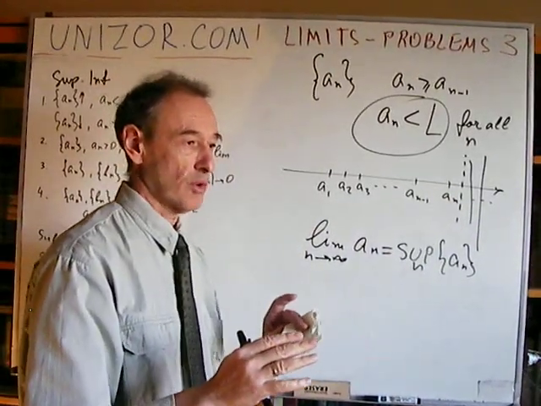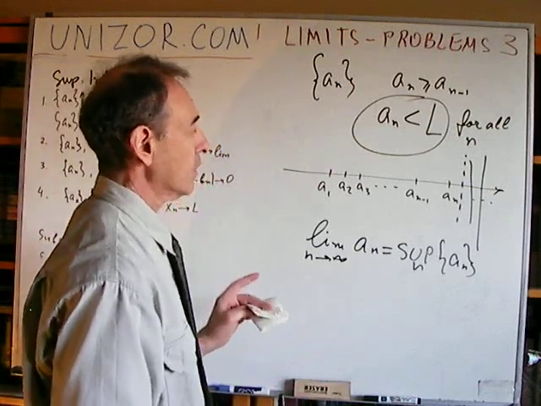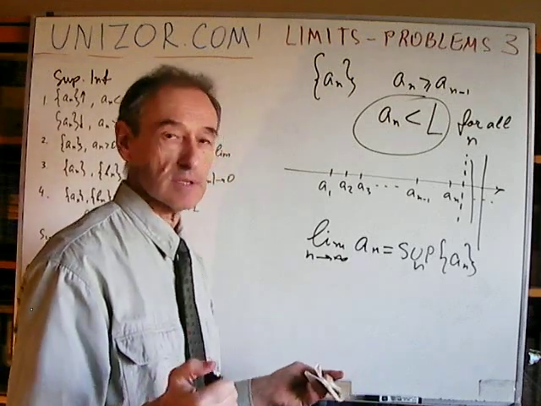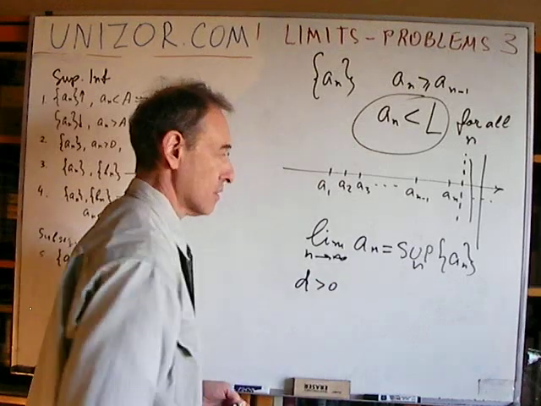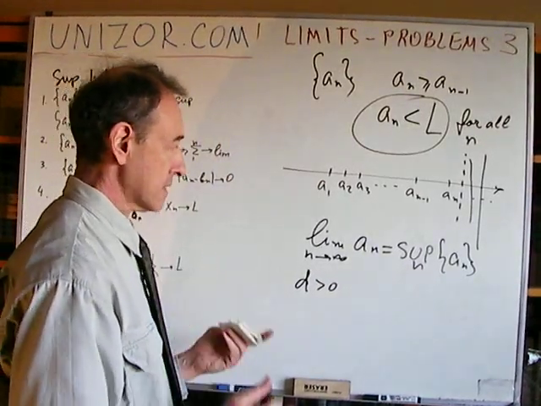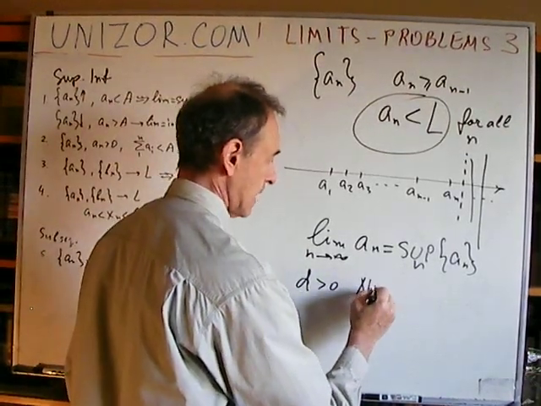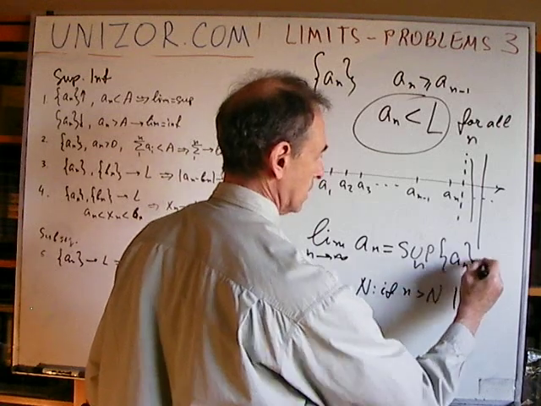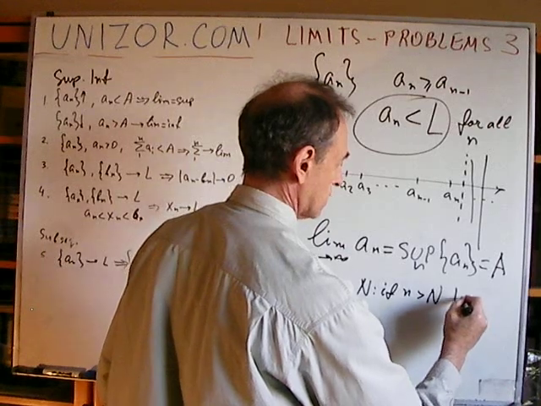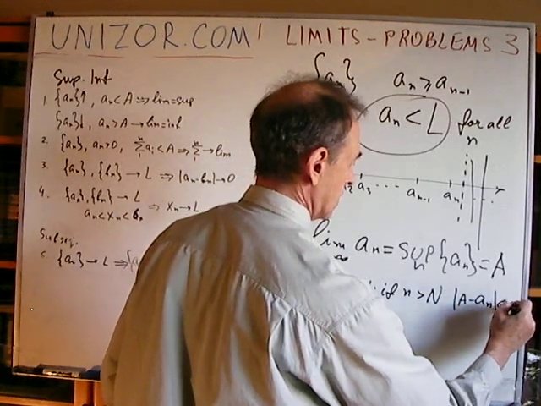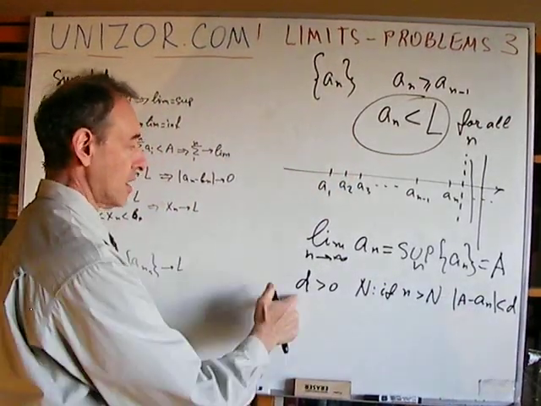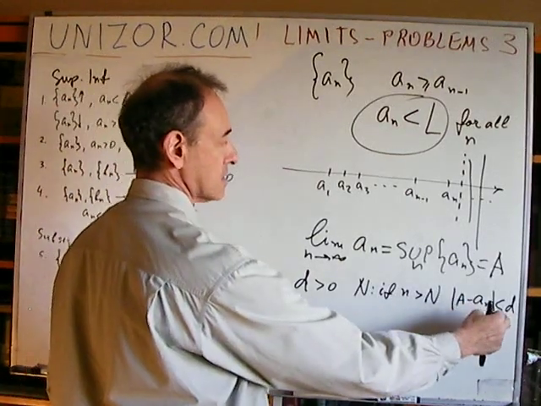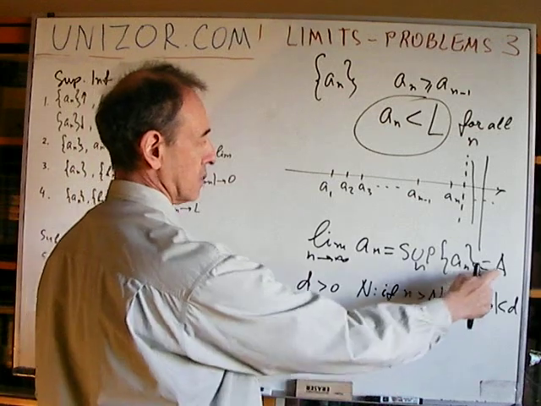Let's do it from a more rigorous standpoint. How can I prove that this is a limit? Naturally, let's choose any distance d greater than zero, and let's find a number N such that if n is greater than capital N, then the distance between A and an is less than d. So basically that's what we have to do. We choose any number d, which is the distance, and we have to find the number after which the elements would be closer to this particular number than d.